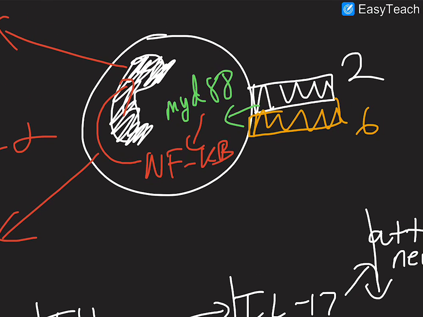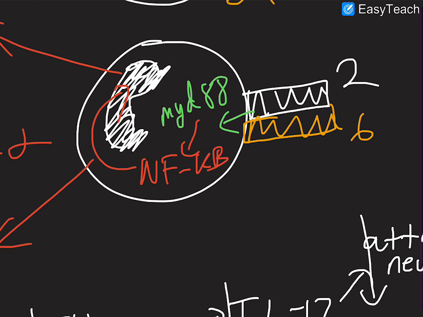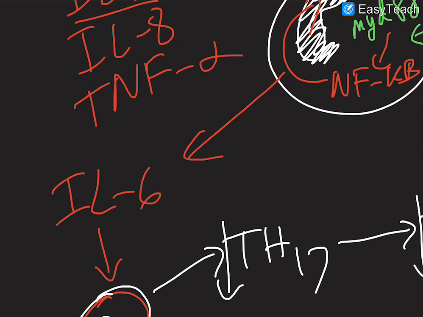But the main focus of this video is knowing how toll-like receptors 2 and 6 work, how, for example, a fungus can activate toll-like receptors 2 and 6, what that leads to, and what cytokines are produced as a result.